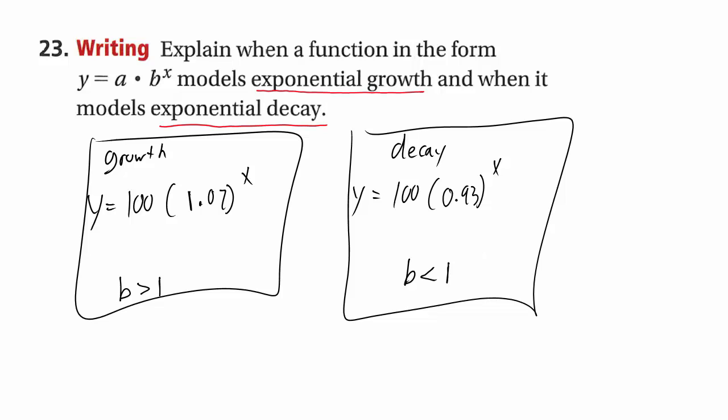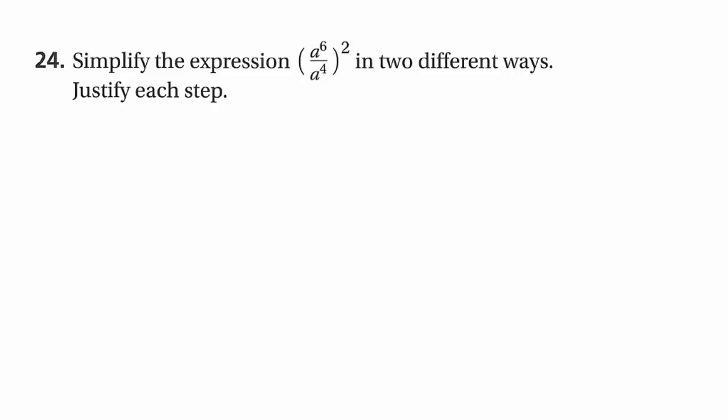For number 24, let's do this in two different ways. So here's one way you can do this. First, you can work what's inside the parentheses and simplify those first. A to the 6th divided by A to the 4th. The shortcut is to take 6 minus 4, and then we'll deal with that power of 2 later. That's A squared. All right, then we have A squared raised to the second power. So you multiply the powers, you get A to the 4th.